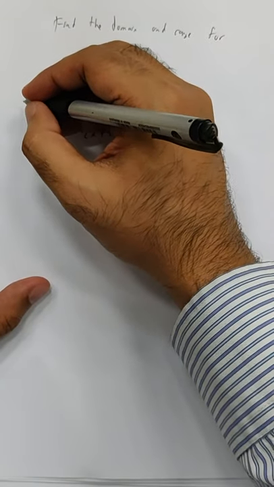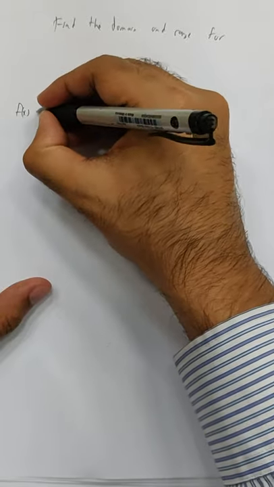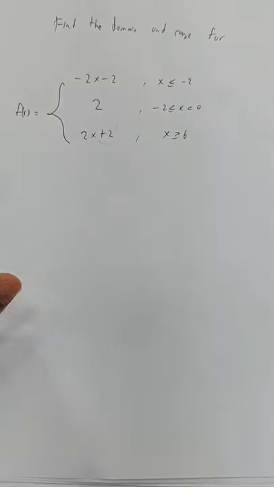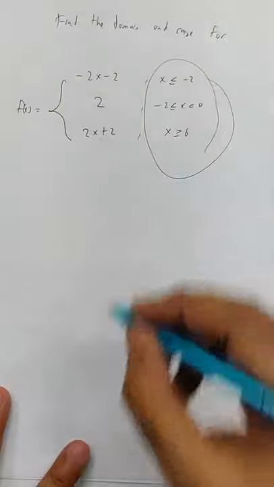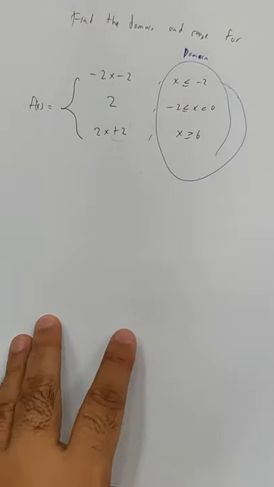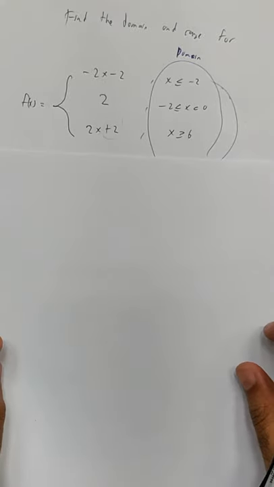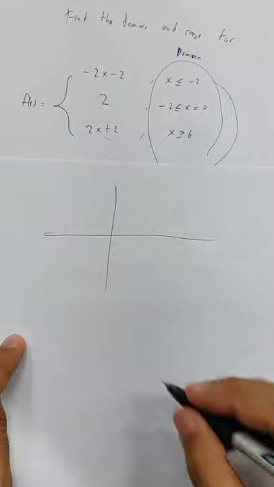Now here comes the kicker. The question is not yet complete. It has a condition. Basically speaking, we need to draw all those three graphs together. This thing on the right side is the domain. So now let's examine them one by one. Negative 2x minus 2, the graph of this one, we have drawn just now.